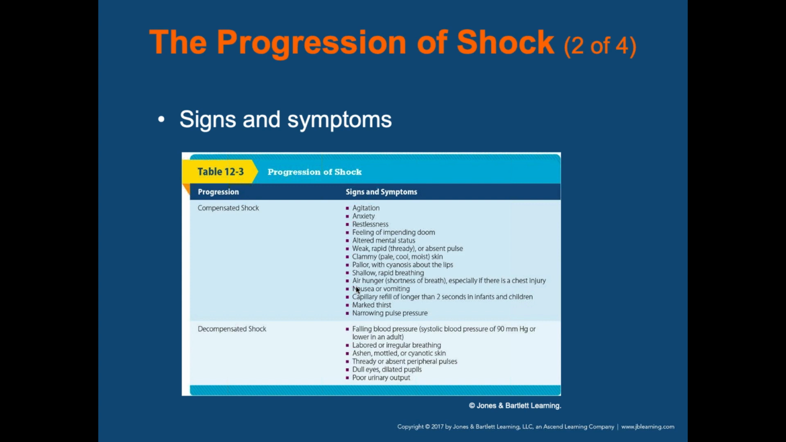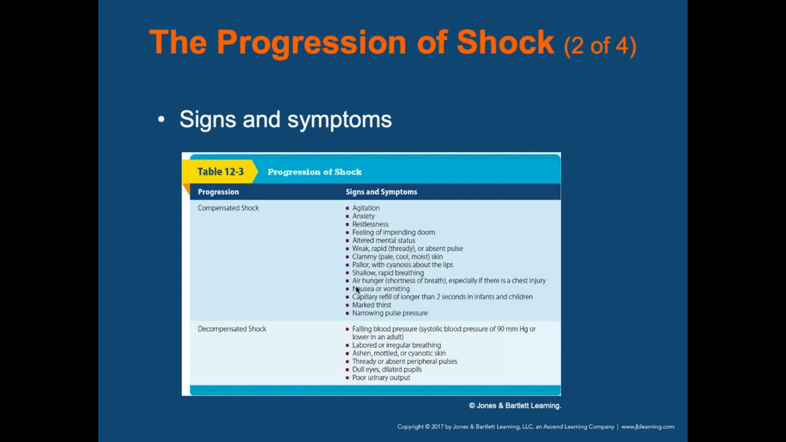So some signs and symptoms of progression of shock. Compensated shock: obviously agitation, anxiety, restlessness, feeling of impending doom. When they say, I feel like I'm going to die, impending doom. Altered mental status, rapid, weak, thready, or absent pulse. Clammy, pale, moist, cool skin. Pallor with cyanosis around the lips. Shallow, rapid breathing. Air hunger. The shortness of breath. Nausea, vomiting, capillary refill of longer than 2 seconds in infants and children. Marked thirst, narrowing pulse pressures.